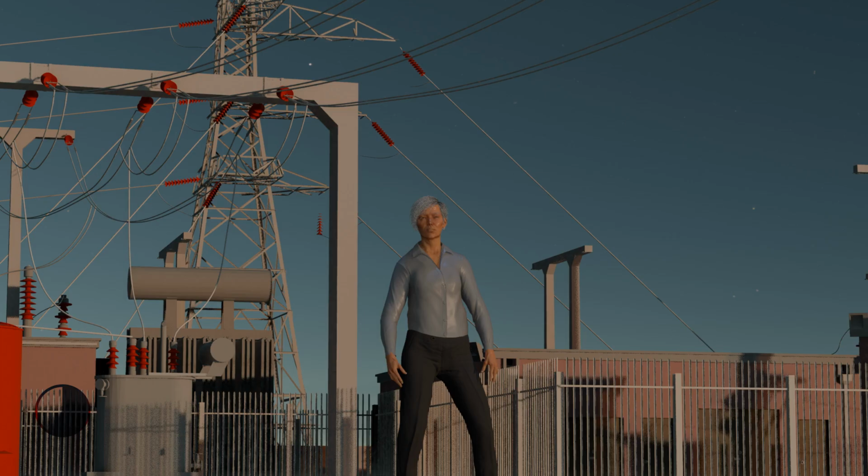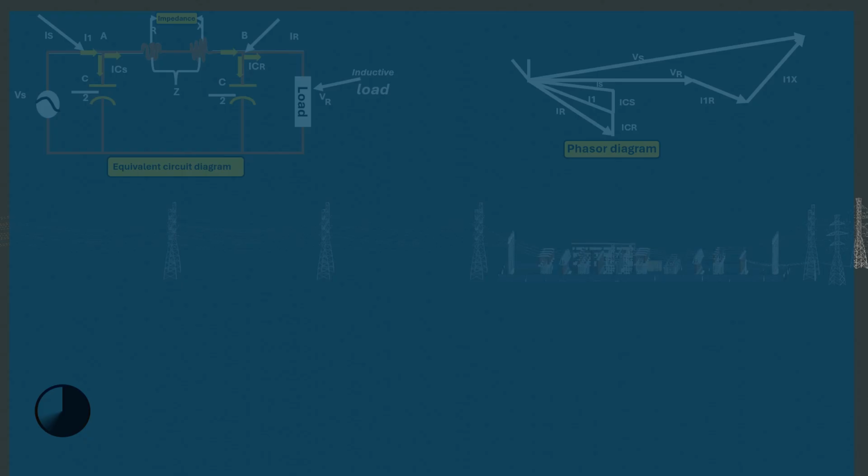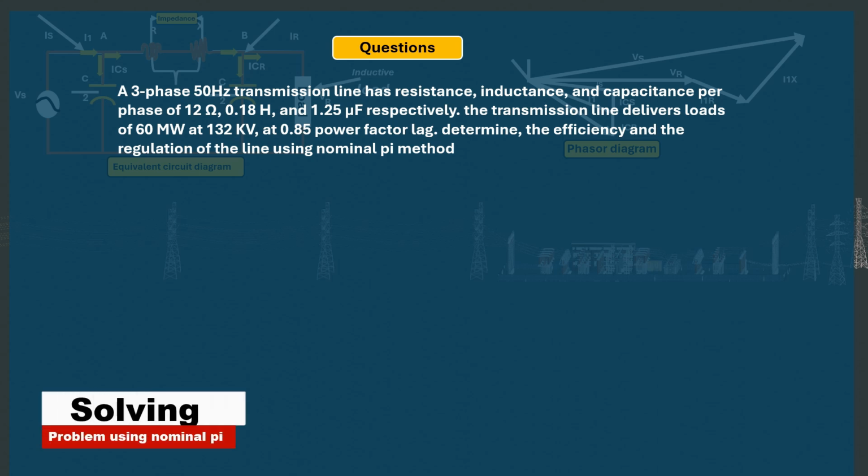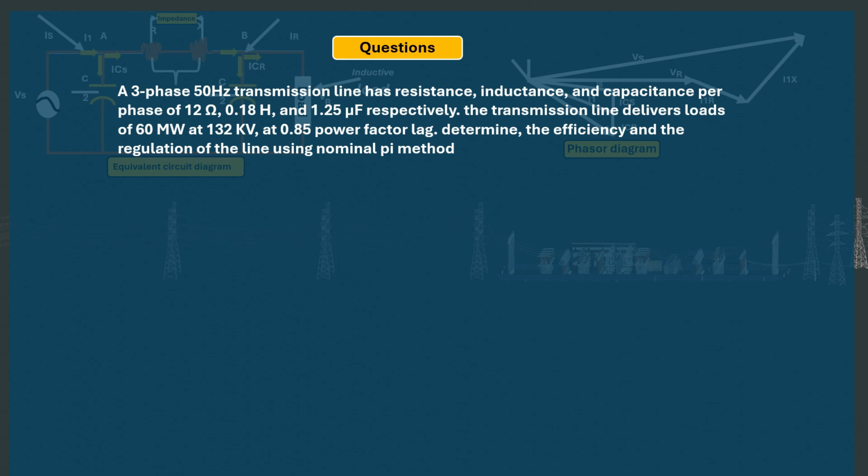Now, we can use those formulas there to solve the following problem. A three-phase 50 Hz transmission line has resistance, inductance, and capacitance per phase of 12 ohms, 0.18 Henry, and 1.25 microfarad respectively. The transmission line delivers loads of 60 megawatts at 132 kV at 0.85 power factor lag. Determine the efficiency and the regulation of the line using the nominal pi method.